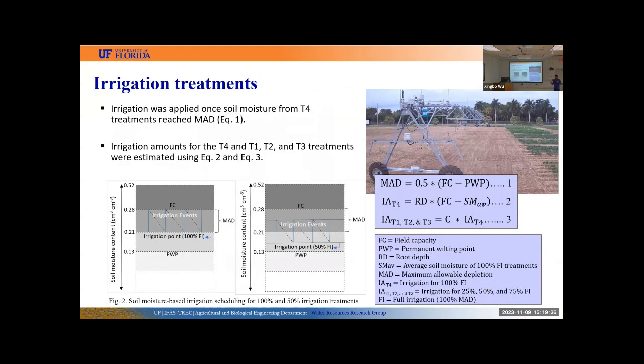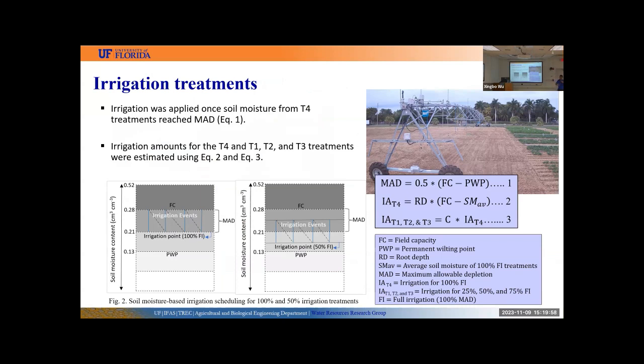For the irrigation treatment, to decide the time and the amount of irrigation we apply, we closely monitored the soil moisture content of the full irrigation, and when the average soil moisture content of the full irrigation reached the maximum allowable depletion, which is 50% of available water content, we started our application at that time.